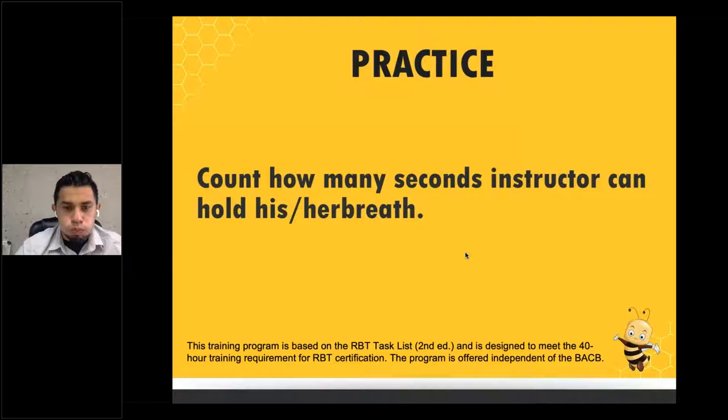Stop. Whew. All right. On my stopwatch, I was able to record 31.71 seconds. Okay. So that's how long I was able to hold my breath. Not very long. I'm sure some of you can probably hold it longer, but that's basically what duration is. You're seeing how long a behavior is occurring.